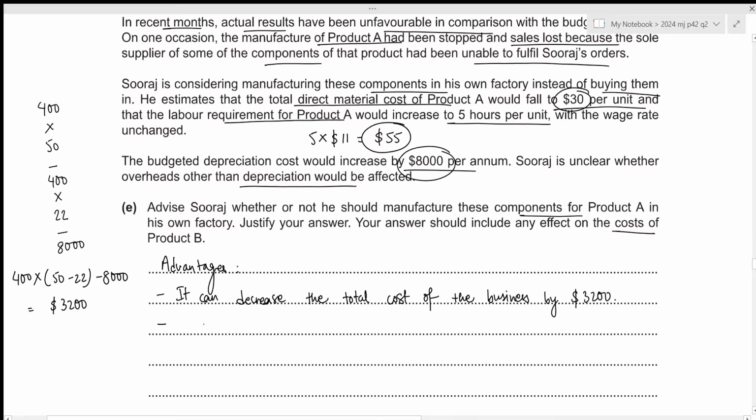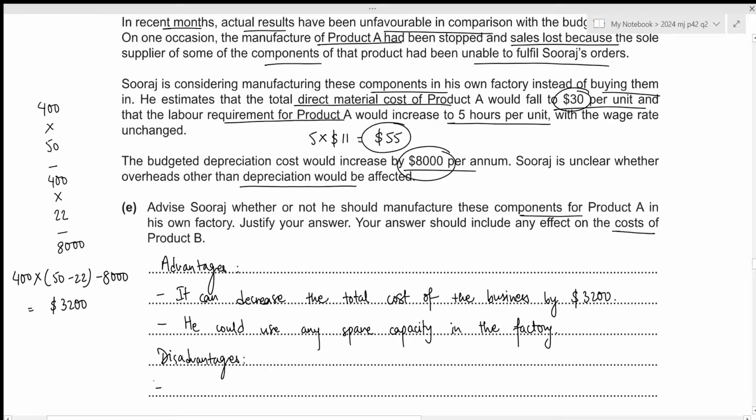Alright. Then second advantage would be that he could use any spare capacity in the factory in order to manufacture these components. These are our advantages. Let's talk about the disadvantages now.